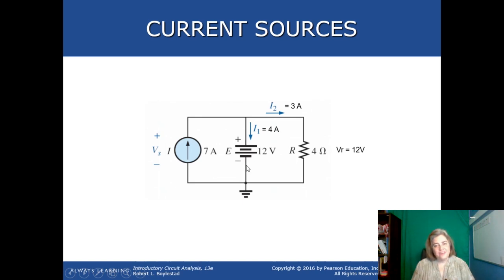Did you say 4 amps? Yes. Okay. 7 amps coming in means we have to have 3 leaving and 4 leaving this way.